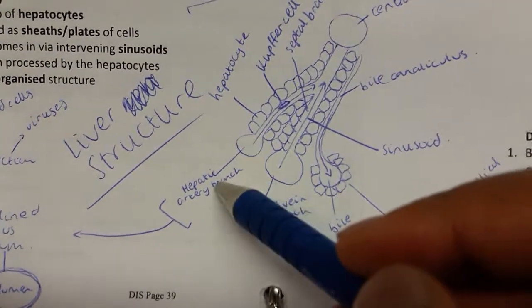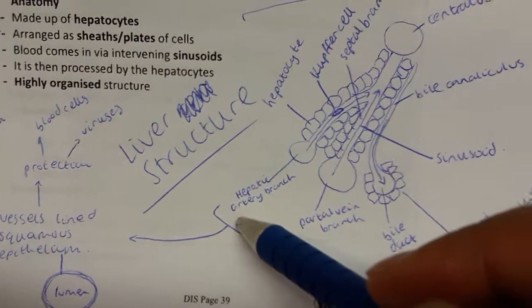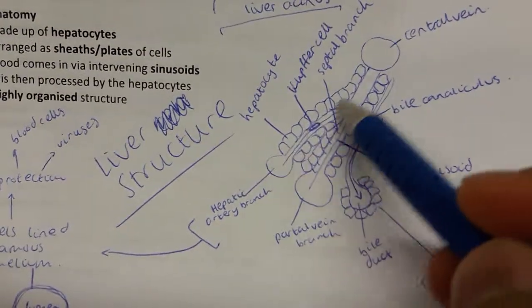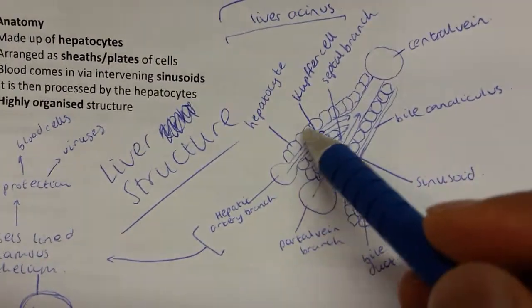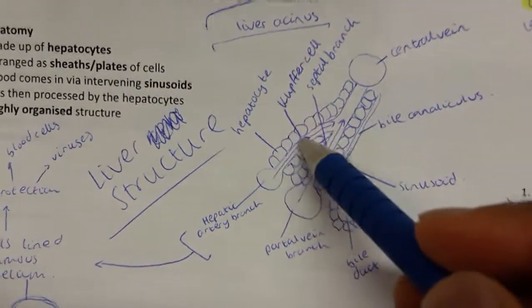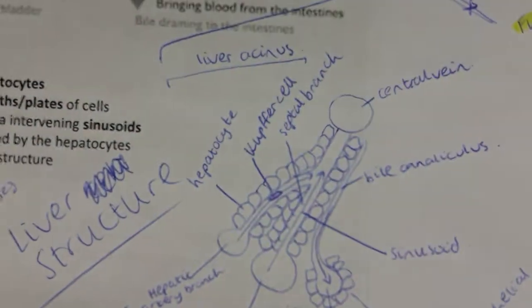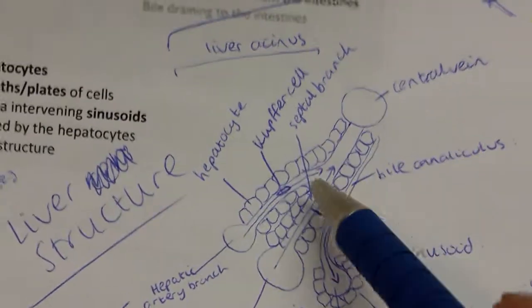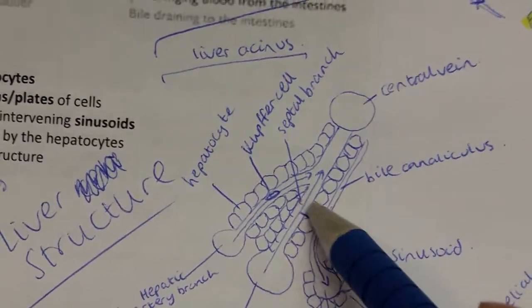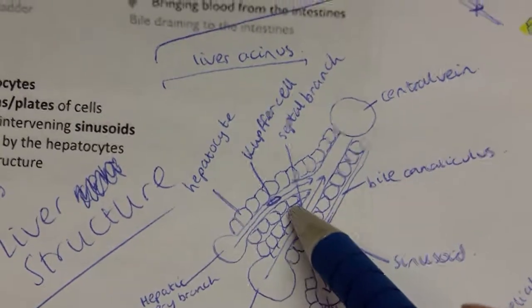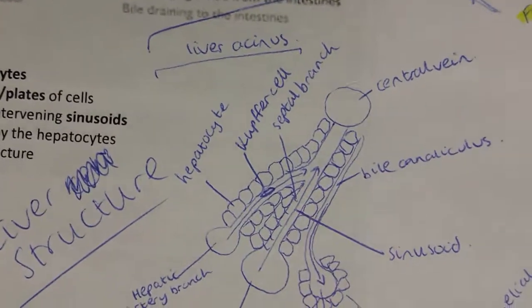Now, the sinusoids are lined with hepatocytes, which are the liver cells. The sinusoids have within them the Kupffer cells, which are the macrophages that destroy red blood cells. And between the hepatocytes into the sinusoids you have these septal branches.